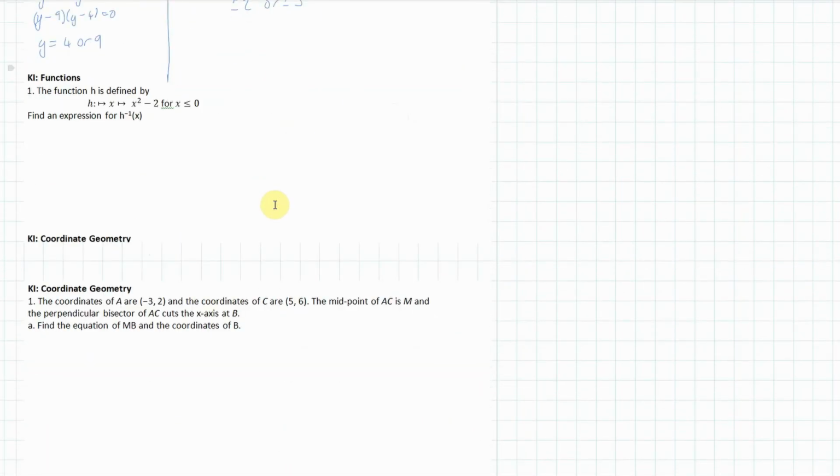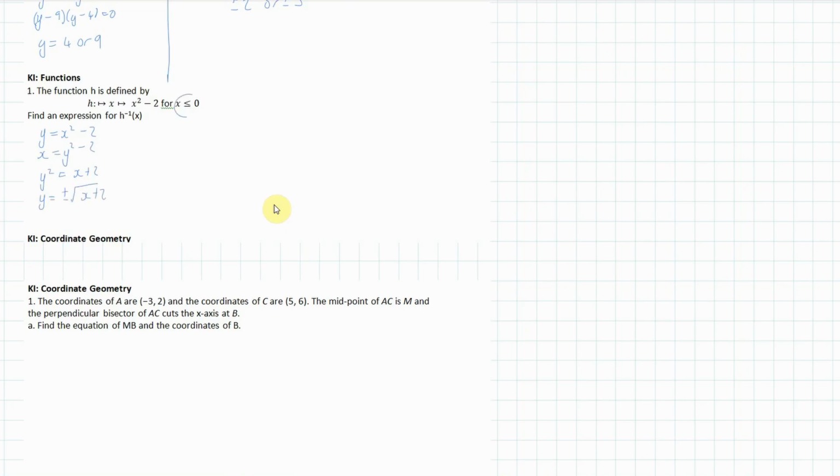The next question is a functions question. We've got to find an expression for the inverse. I would just write it out like y equals x squared minus 2 first. Then I'll just switch across my x and y's, which is what we're doing in an inverse. I'm going to rearrange, so I get y squared equals x plus 2. And so y equals plus or minus the square root of x plus 2.